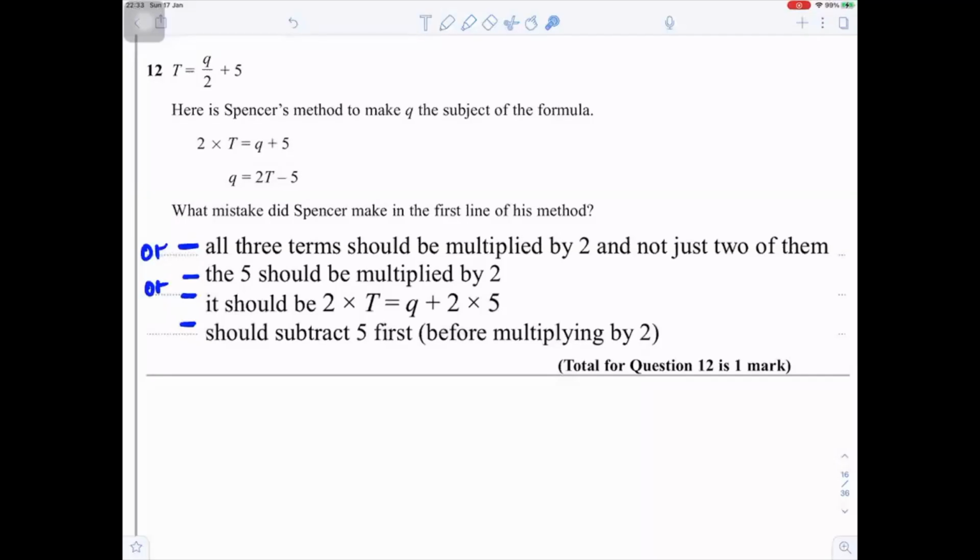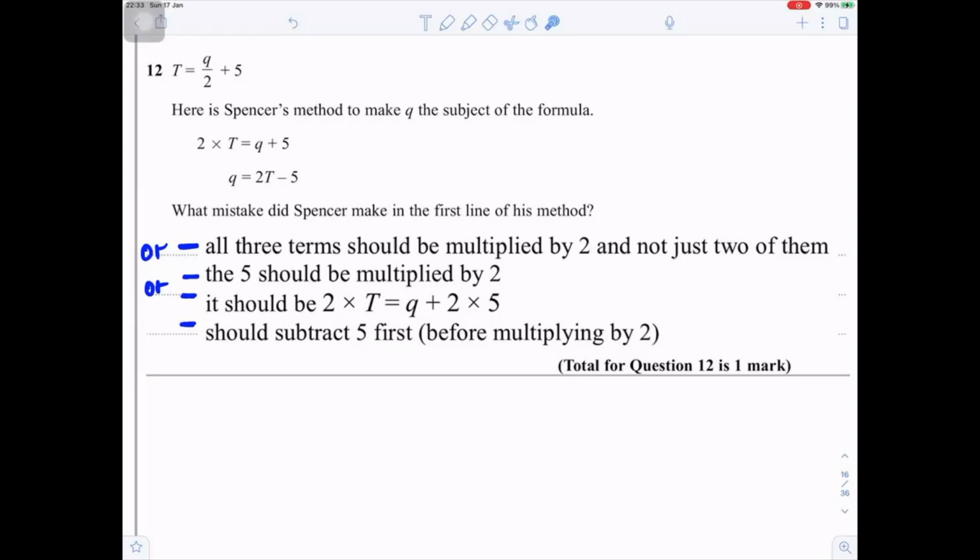Question number 12. T equals Q over 2 plus 5. Here is Spencer's method to make Q the subject of the formula. 2 times T equals Q plus 5. Q equals 2T minus 5. What mistake did Spencer make in the first line of his method? So that's the first line of the method.